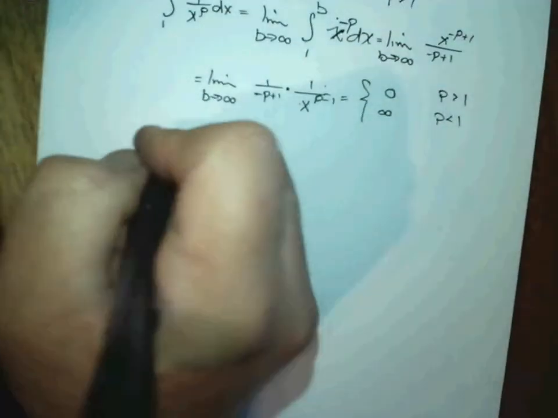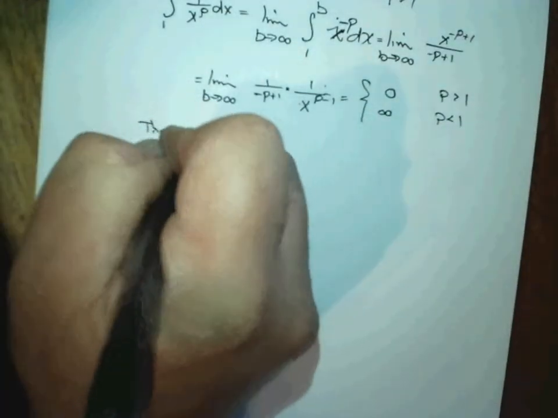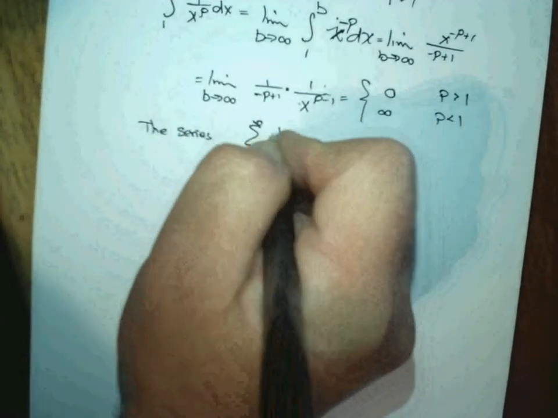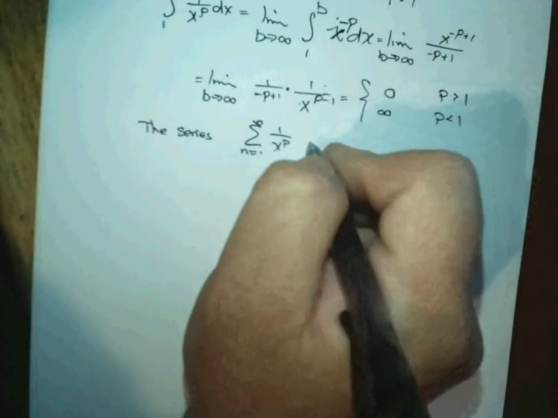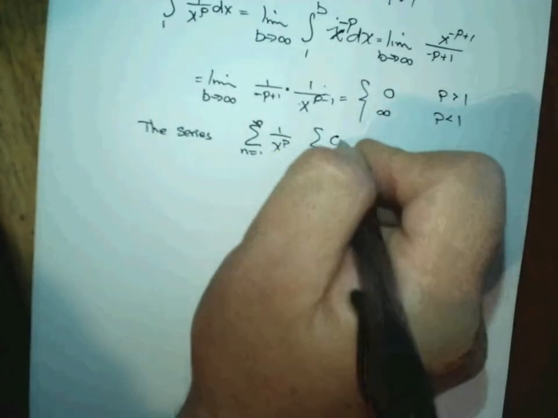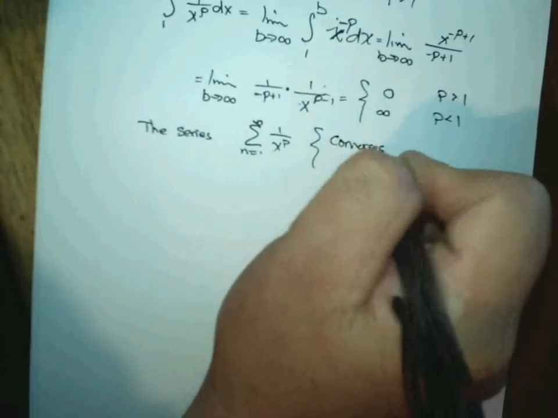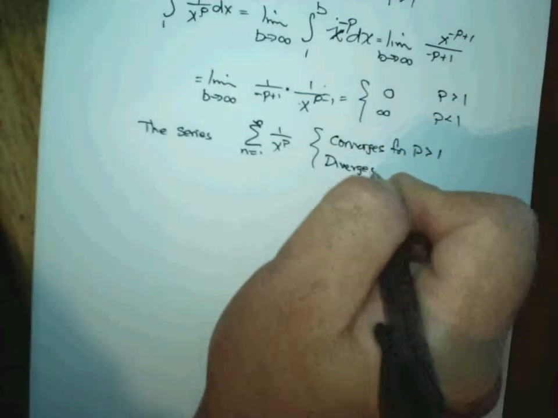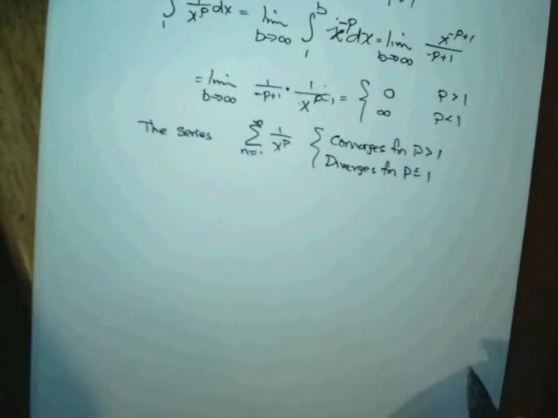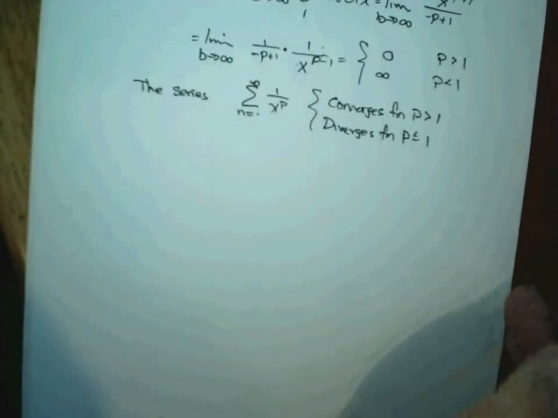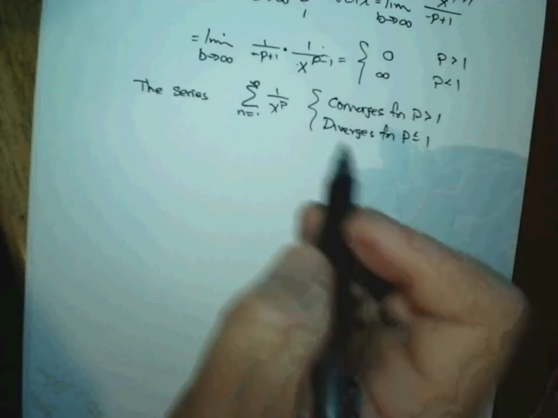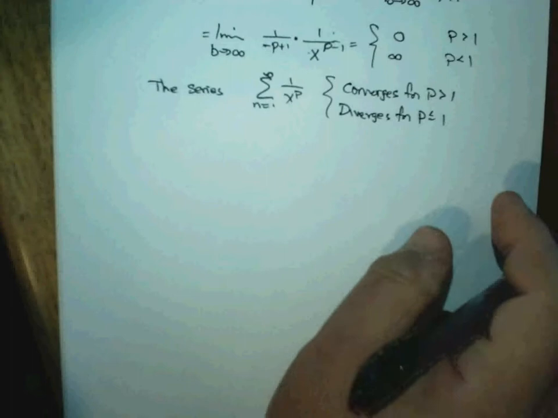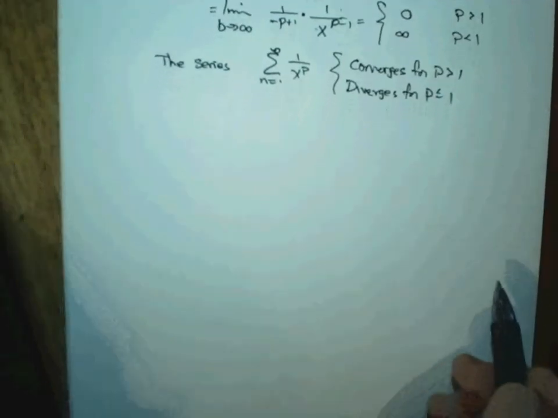So what we conclude here is the series from 1 to infinity of 1 over x to the p converges for p bigger than 1 and diverges for p less than or equal to 1. And there we have our complete analysis of what a p-series does. We understand how all p-series work now because we've analyzed their powers.